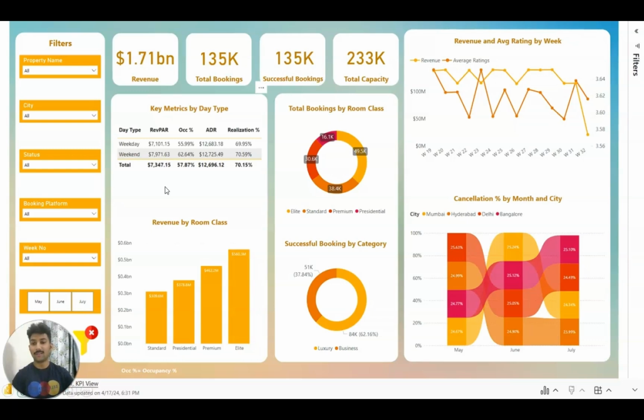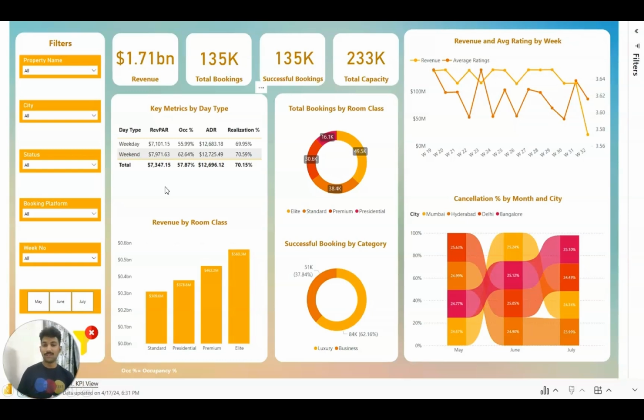So you can see the RevPAR, that is the revenue per available room. That is the revenue of a room that is available to sell. Then the occupancy percentage according to the available rooms. Then the average daily rate, which is the price, the revenue of the room when all the rooms are available. And the realization percentage is the percentage of all the successful checked out bookings.